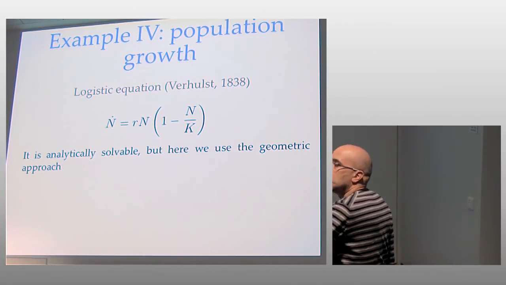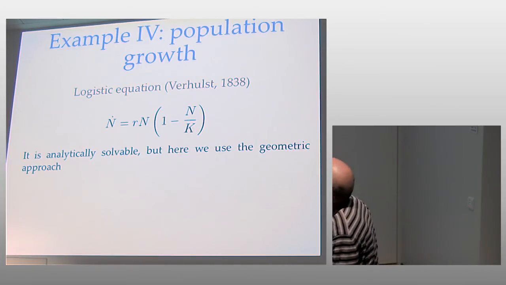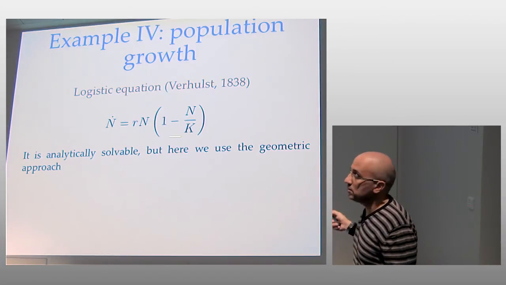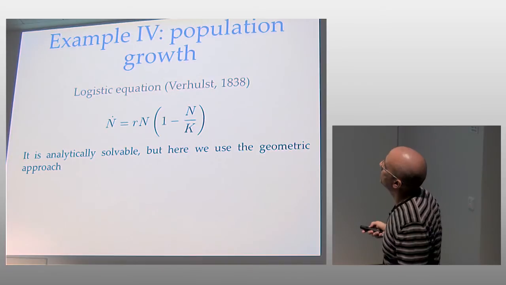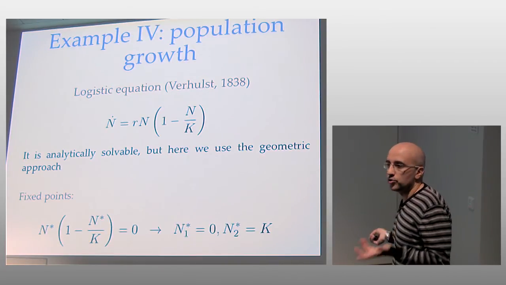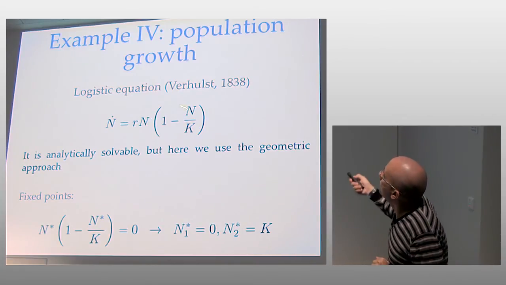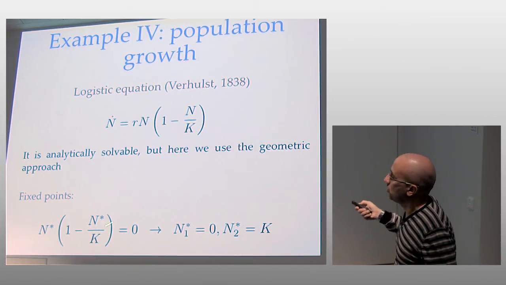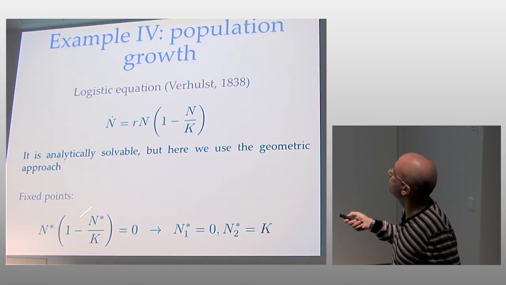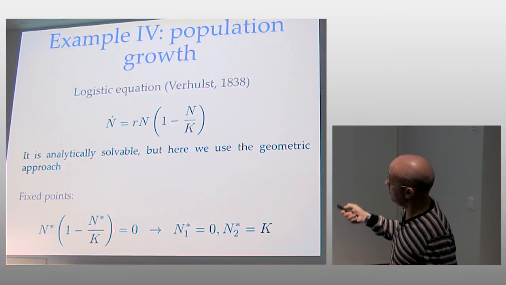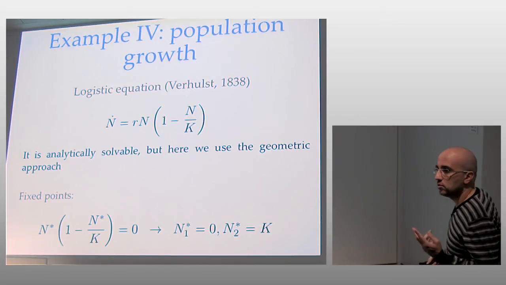At some point, the population won't grow anymore. This is analytically solvable. Actually, there is just an n squared term, so if you want, you can solve this. It's a simple integral. But we want to study it with this new geometric approach that I'm trying to teach you here. So this quadratic equation means that there are two fixed points. One is obviously n star equal to 0, because if you put n equal to 0, this is 0. If you put n equal to k, this is also 0. So there are two fixed points.